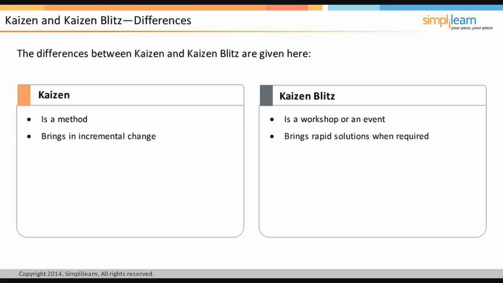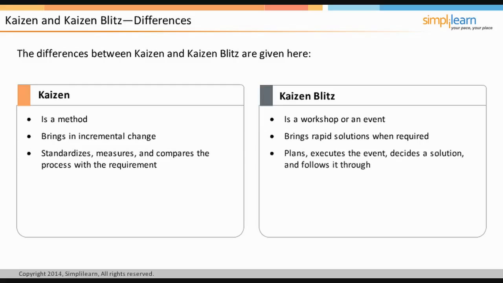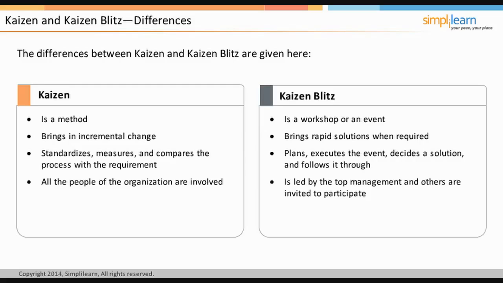The Kaizen method follows a step-by-step process. It standardizes, measures, and compares the process with the requirement before improving it. Kaizen Blitz plans for the event, executes it, arrives at a solution, and follows it through. All the people of the organization are involved in Kaizen, whereas Kaizen Blitz is led by the top management and others are invited to participate. The decision-making lies with the upper management.